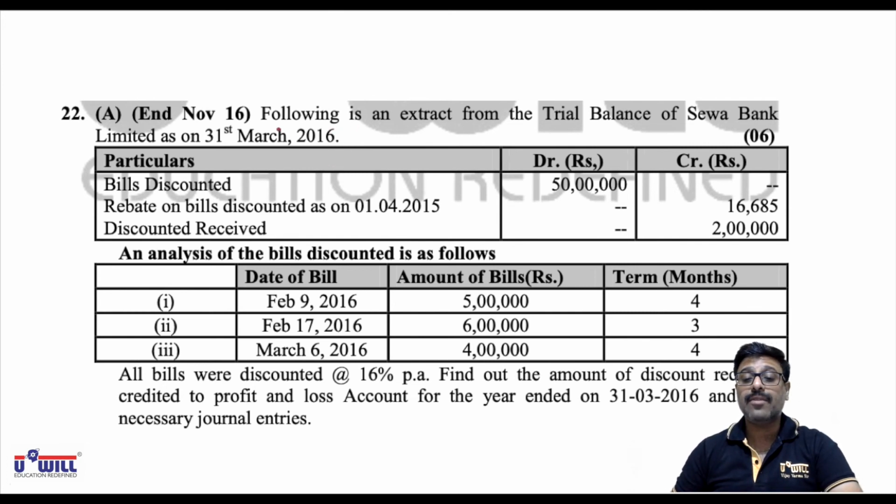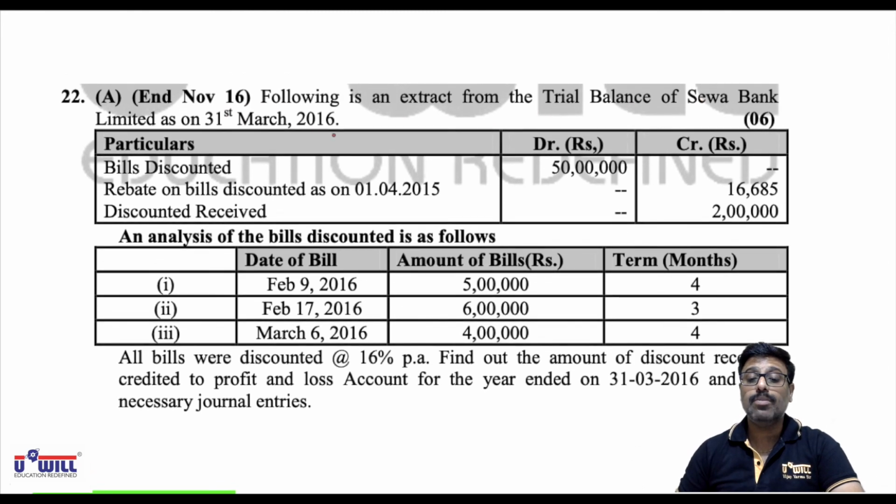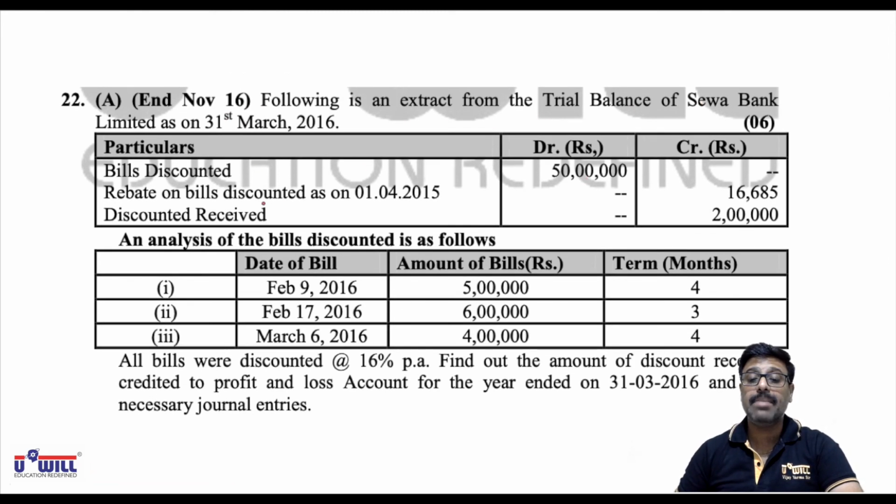Following is an extract from the trial balance of Seva Bank Limited as on 31st March 16. So bills discounted is 50 lakhs. Rebate on bills discounted 1/4/2015 means opening rebate, so that first journal entry will come: rebate on bills discounted account debit to discount on bills. Discount received 2 lakhs is the income of current year, so that second entry will come: bills discounted account debit to discount on bills account.